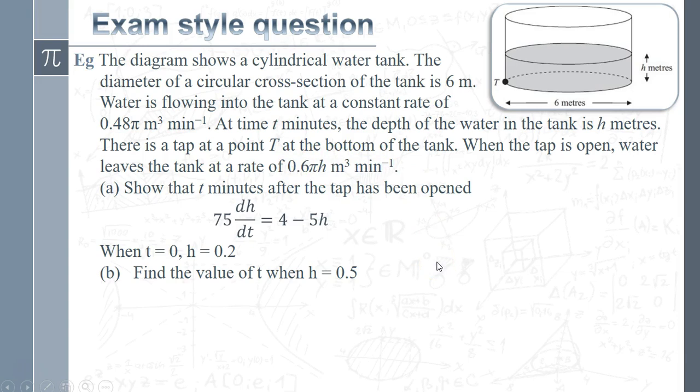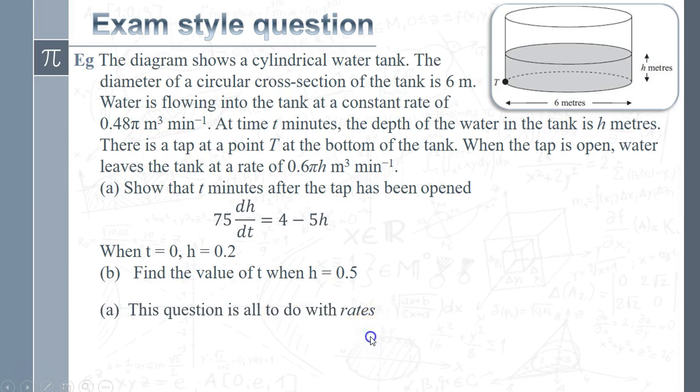Now it says, show that t minutes after the tap has been opened, that's our depth of water in the tank. Okay, and then part B, we've got to find the value of t when we've got 0.5 meters of depth of water in the tank. Okay, so this whole question is to do with rates, and if you think back to the work we did when we did differentiation and connected rates, that's what's going on here. That's what's going to allow us to set up this differential equation.